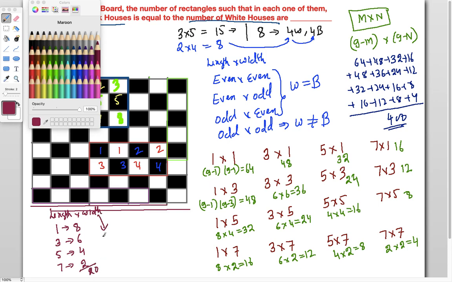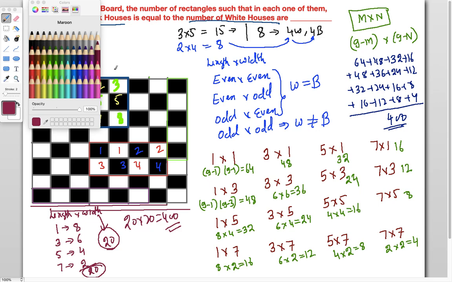Similarly, the width with odd dimensions can also be selected in 20 ways. So length with odd dimensions 20 ways, width with odd dimensions 20 ways. So how many different combinations of length into width will there be? That will be 20 into 20, which is equal to 400. So there is a lot of learning from this particular question: how to find the number of rectangles in a standard chessboard of any particular dimensions. So there are 400 rectangles in which both the dimensions are odd.